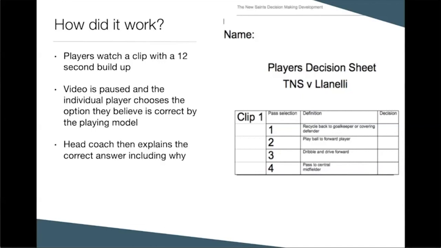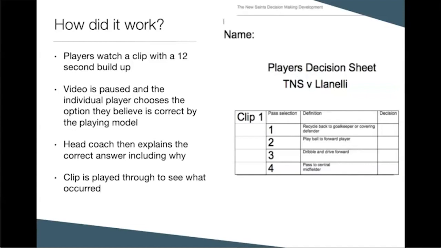The head coach would then explain the correct answer relative to the playing model and also the why, so that the players had a better understanding of why they were doing these things. It wasn't just a matter of this is what you do and this is what you have to do. It was very much trying to empower the players and get them to understand our thought process behind it, which we felt would definitely improve the buy-in as well.